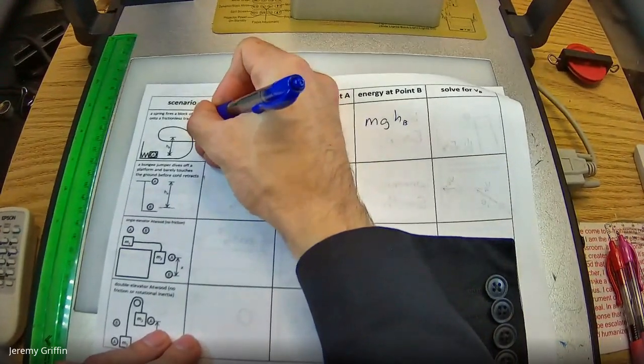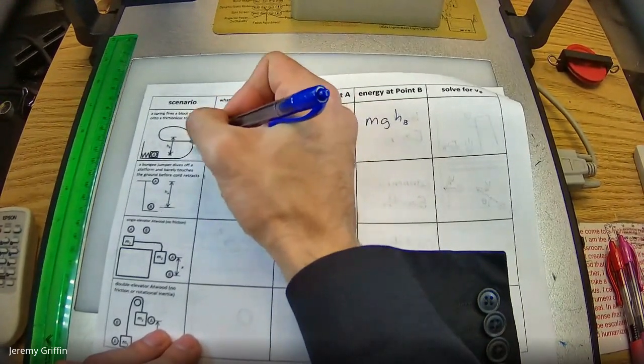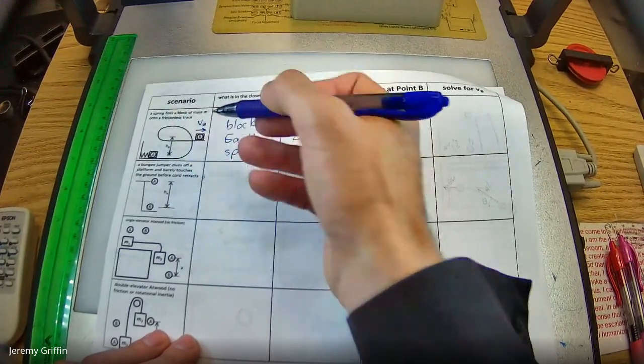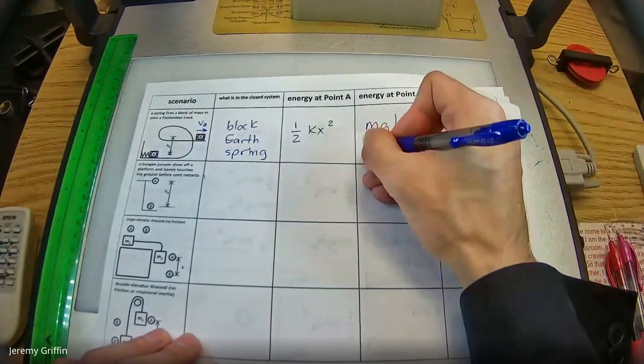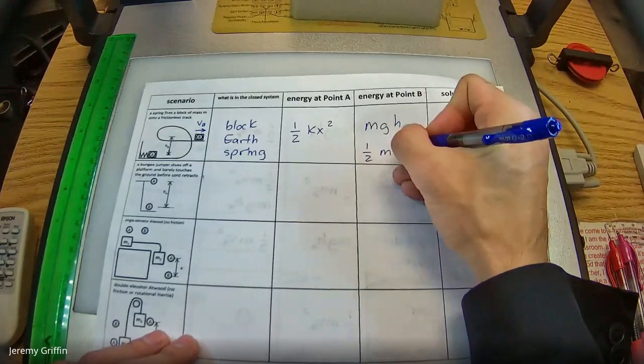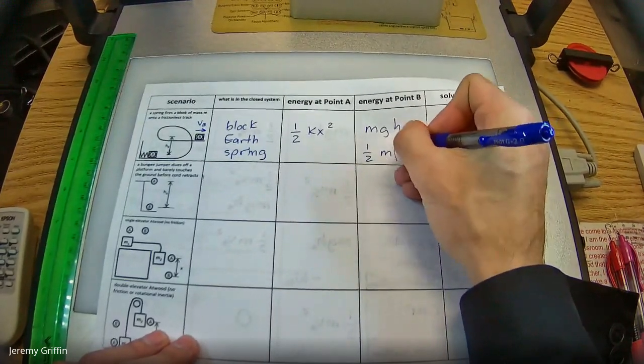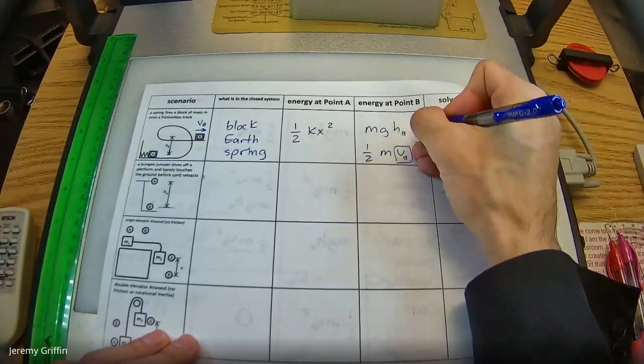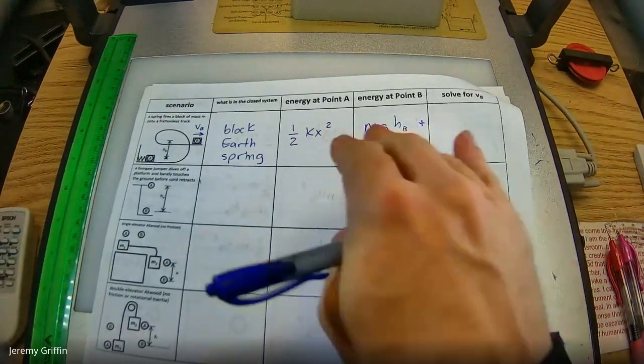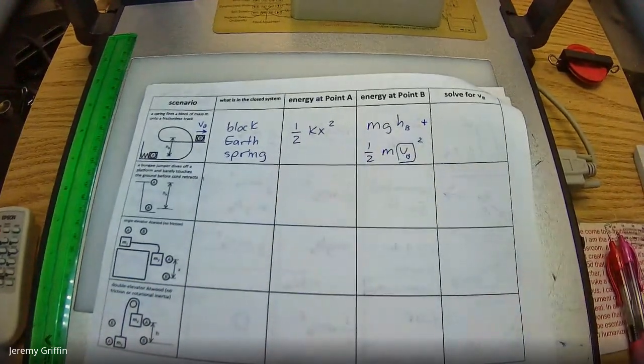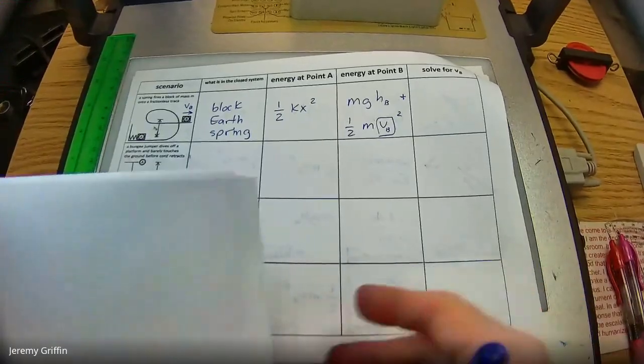And this block does have to have a speed at point B, because the only way to get there in the first place, it had to go through this loop, so it had to have sufficient speed to do that. There is a 1/2 mv at point B squared. We can solve for that. So those two added together. Here's where the energy came from. Here's where it went to. Energy accounting, they must equate.